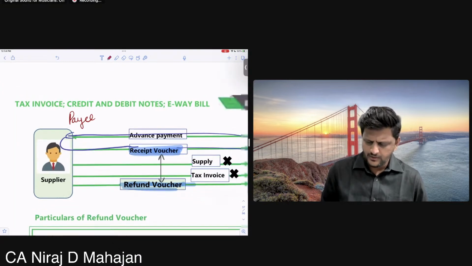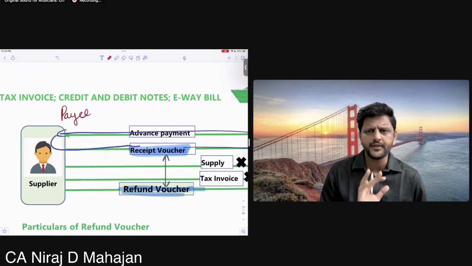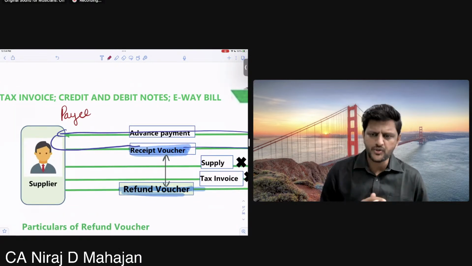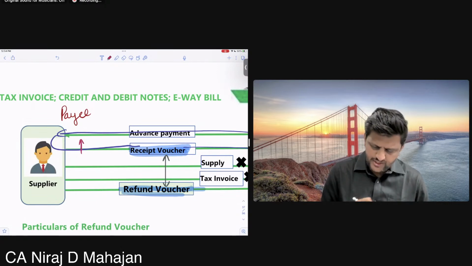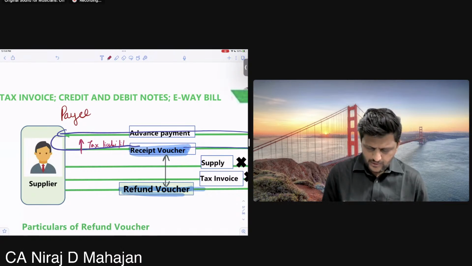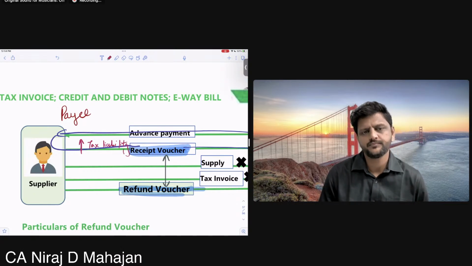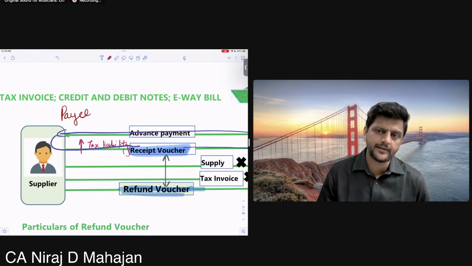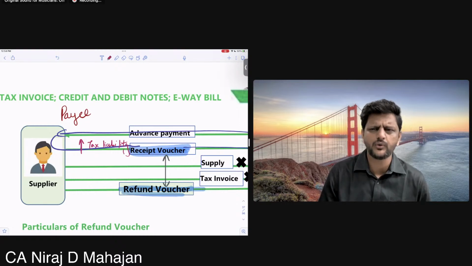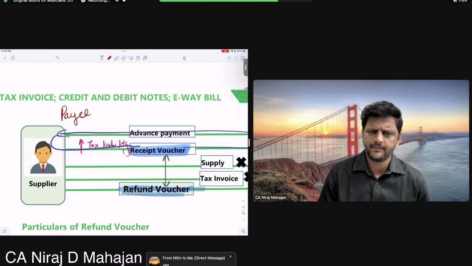Now pay attention. Again in this question, I am not issuing a tax invoice, but I am issuing a receipt voucher. My receipt voucher will increase my tax liability. Increase means what? I'll be liable to pay. Why? Because I received, or it was due earlier. Are you getting my point or no? This you understood earlier? Good.